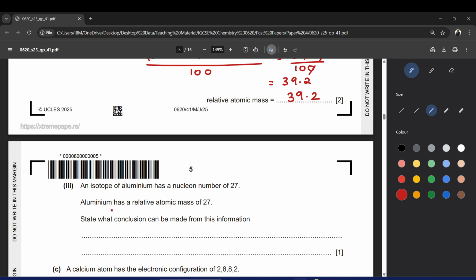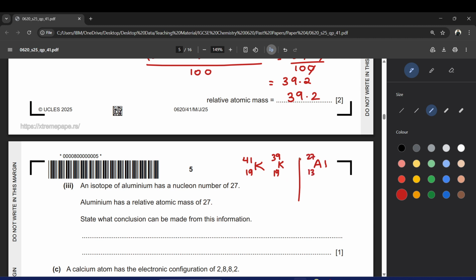Okay. The third part is an isotope of aluminium has a nucleon number of 27. Aluminium has a relative atomic mass of 27. State what conclusion can be made from this information. All right. Okay, so let's think about it in this way. We just did a question about potassium, right? So let me write this down quickly. We saw that there were two isotopes of potassium, right? And over here we have only one isotope of aluminium. So this is 27 and this should be 13.